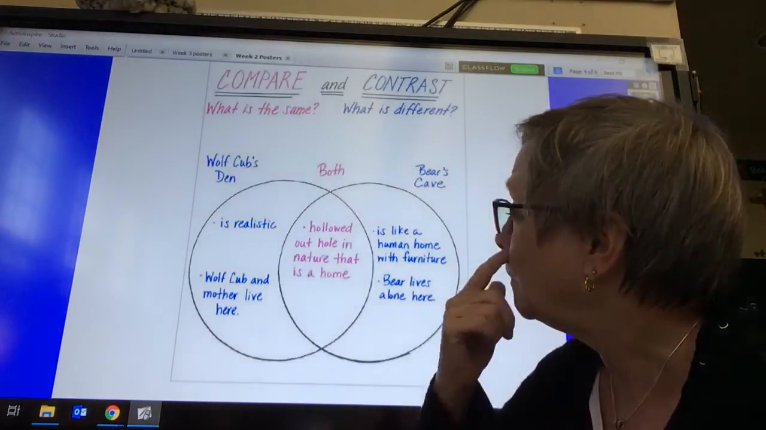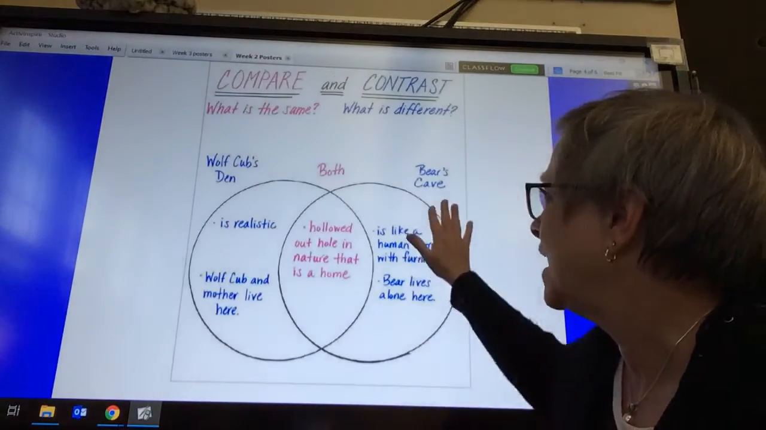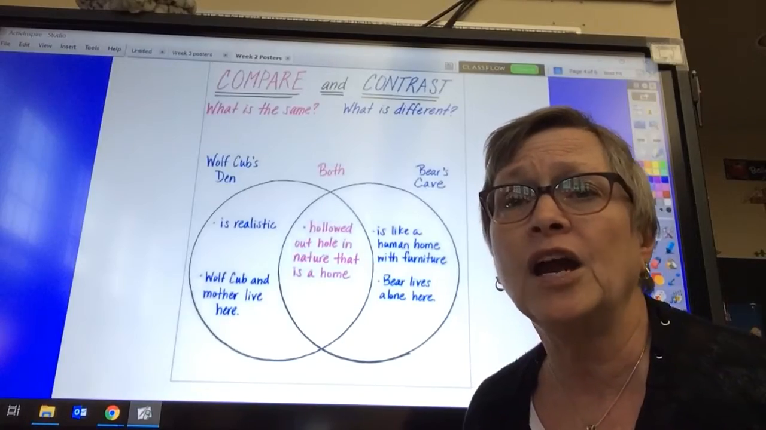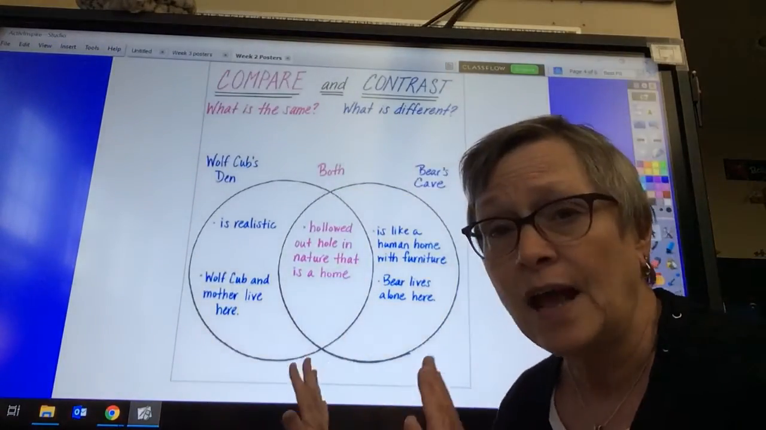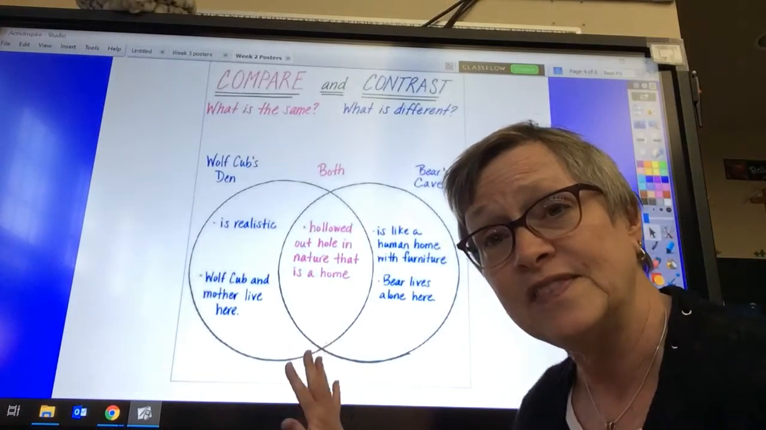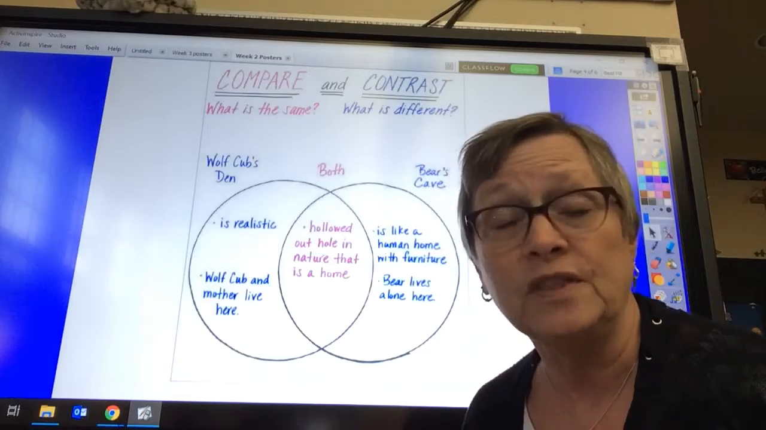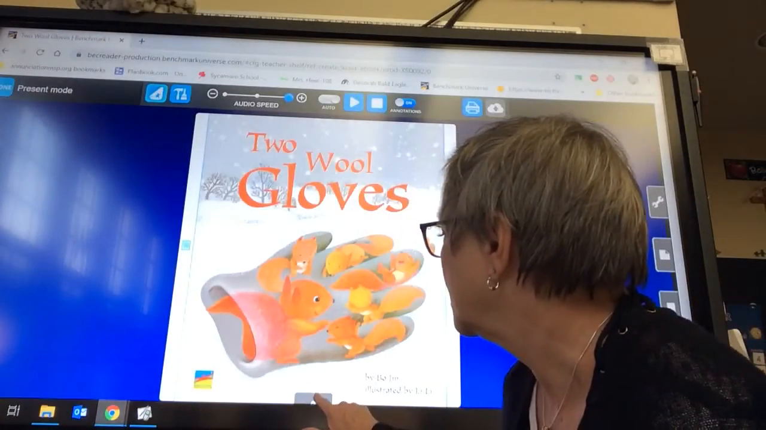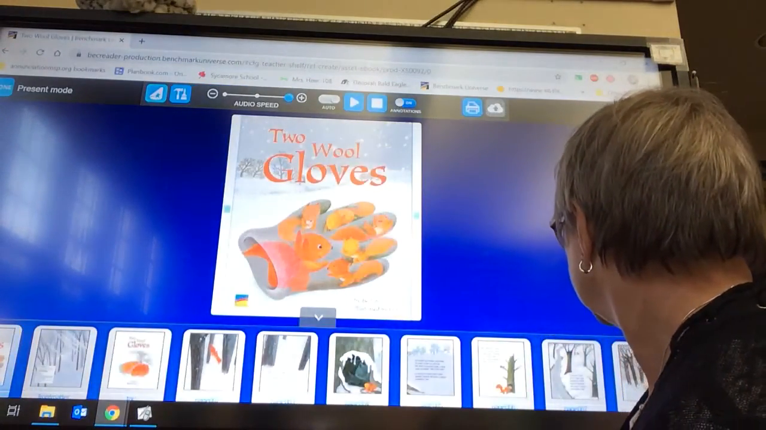This one, way back at the beginning of the year, was about Wolf Cub's Den and Bear's Cave. We read those books about a real bear and a fictional bear. I just want to remind you of what the Venn diagram looks like. So let's go to our story here, and we are going to go to page 24.